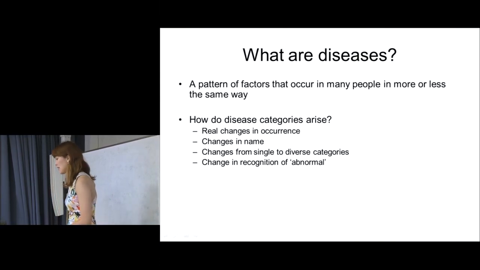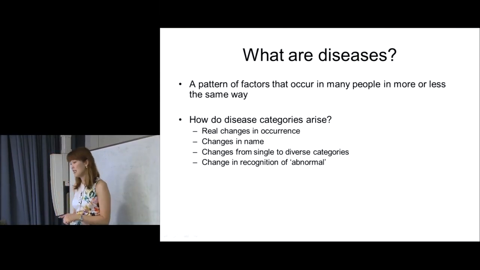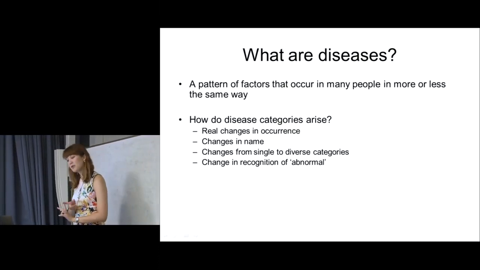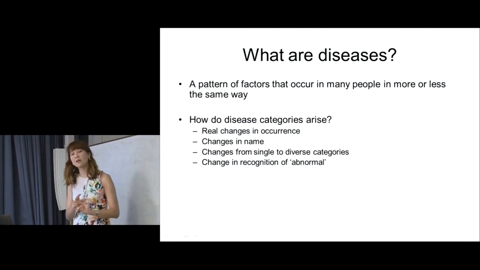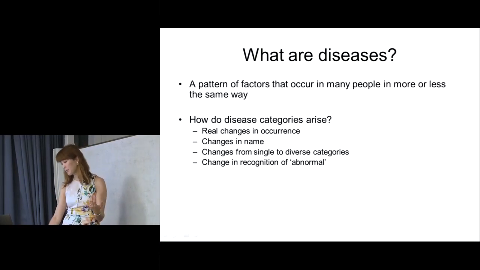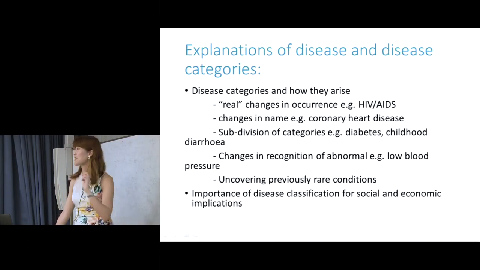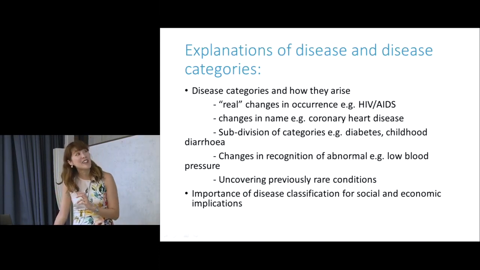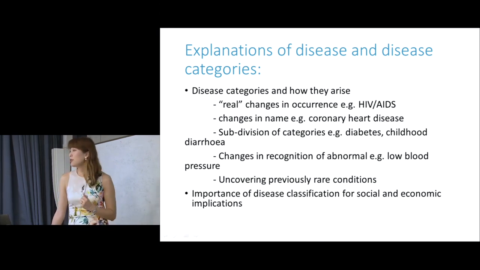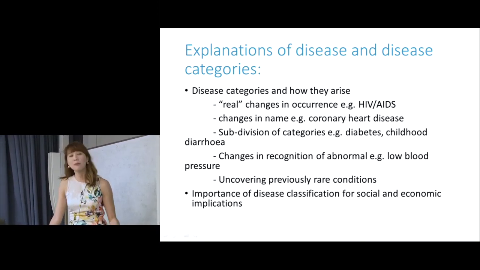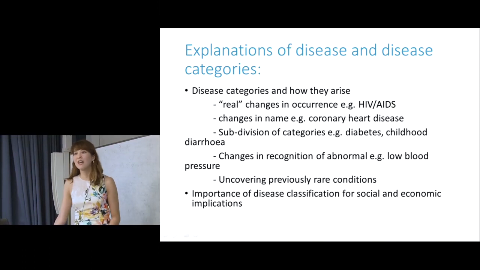But how do disease categories arise? There are really 4 reasons. Real changes in occurrence, changes in name, changes from a single to diverse categories, and changes in recognition of abnormal. We covered some of the last point already. But some examples of what these might be. Real changes in occurrence: HIV/AIDS. Jia Sensei works in that field. Before the 1980s, no one had heard of that. It didn't exist. It's a real disease that emerged. SARS, similarly, in our lifetime, that was a new disease. Or new in that we've recognized it.